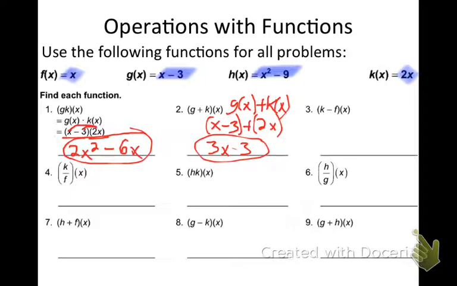Number 3, k minus f of x. What's another way that that could be written? How else would that be written, Jack? Another way. Like, instead of k minus f all of x, like this one, we went here. We broke it down to the two different functions. So what's the other way it could be written?